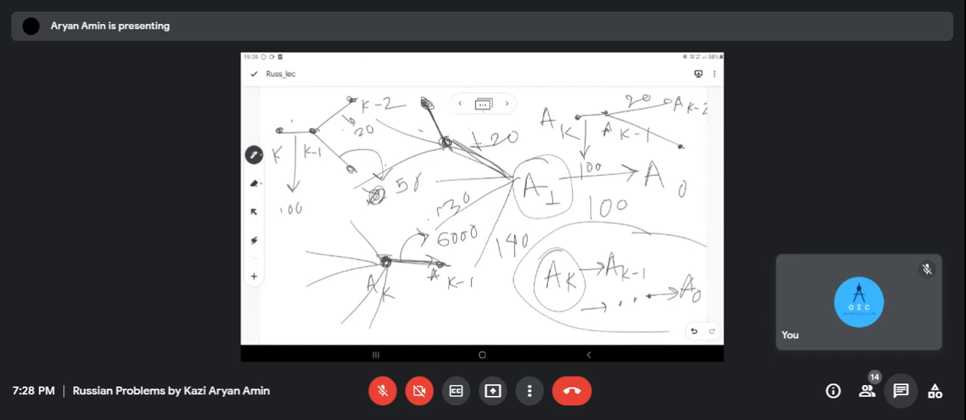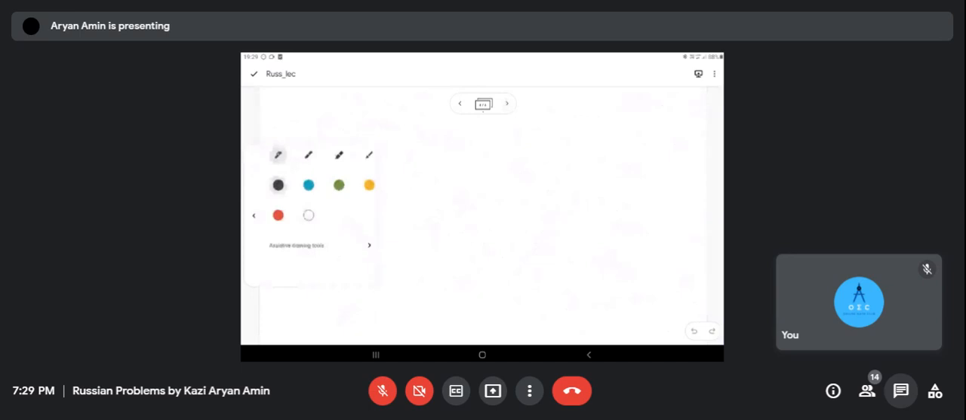K is not necessarily the K here. It could be any other intermediary index, like L, where L is at most K. If this edge was 50, then the person here would not pick the 100 and would rather pick the 50. So that would be a contradiction. No, no, I'll just put it in fresh words.